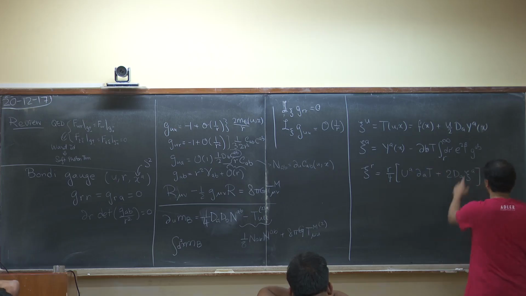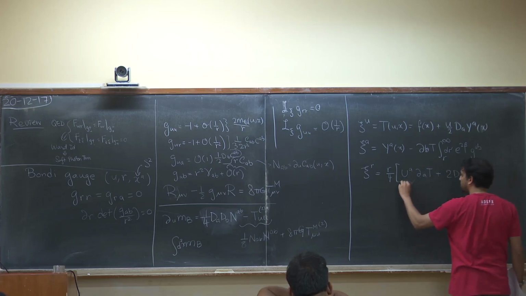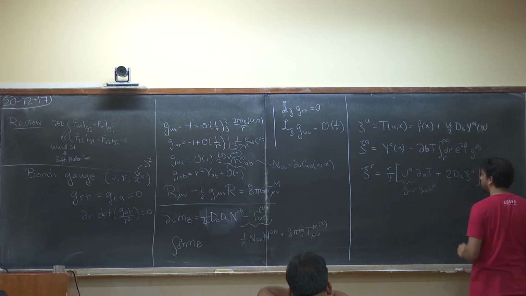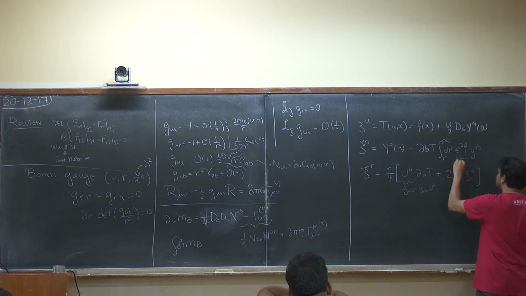And these e^{2β} and U^A are just particular components of the metric. So I should have said this, this is associated to g_uA. So g_uA is like g_AB U^B. That's what I mean by this. And this is just g_ur.